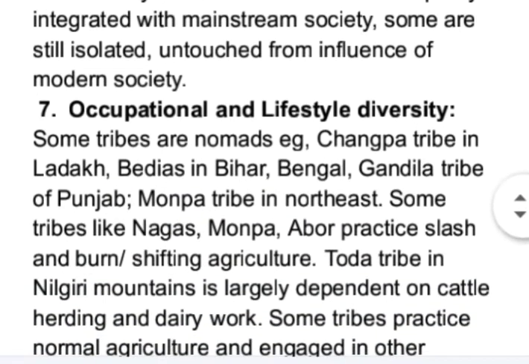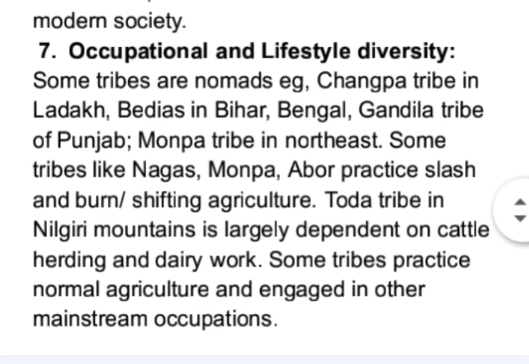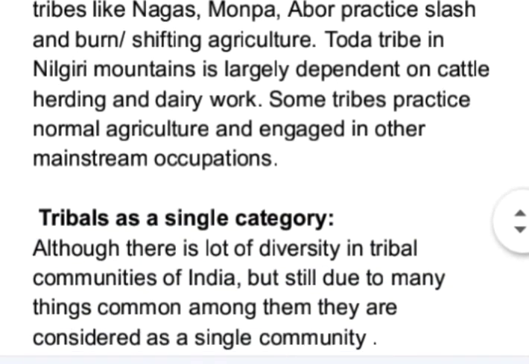Next is occupational and lifestyle diversity. Some tribes are nomads, for example, Changpa tribe in Ladakh, Bedias in Bihar, Bengal, Gandhila tribe of Punjab, Mompa tribe in Northeast. Some tribes like Nagas, Mompa, Abor practice slash and burn or shifting agriculture. Toda tribe in Nilgiri Mountains is largely dependent on cattle herding and dairy work. Some tribes practice normal agriculture and are engaged in other mainstream occupations.